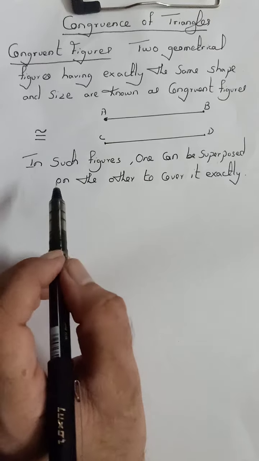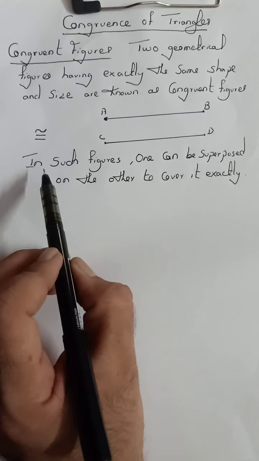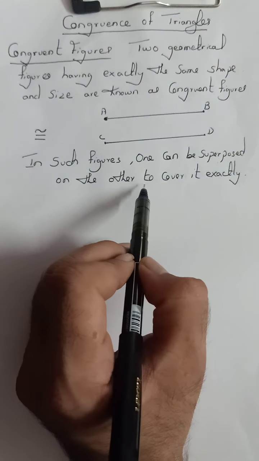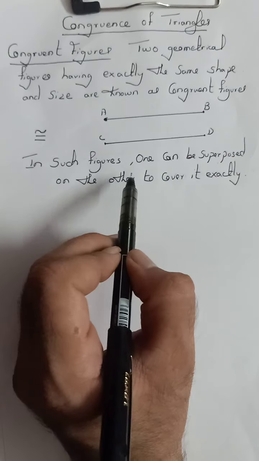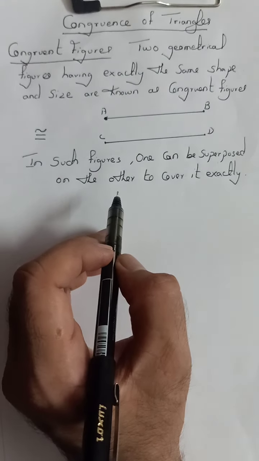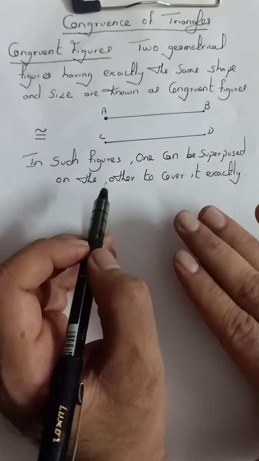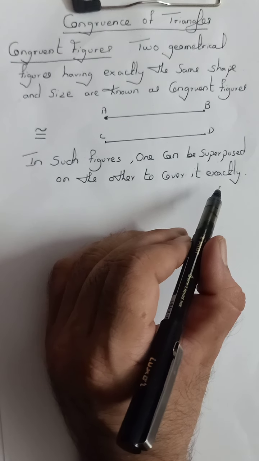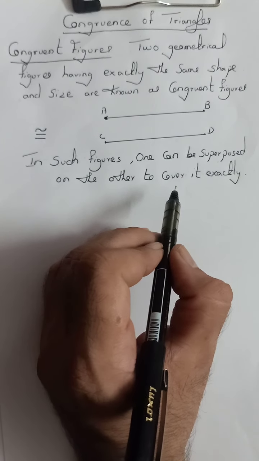Now in these figures, if one is superposed on the other, it covers it exactly. That means if we take two geometrical figures and place one over the other, then one will exactly cover the other. So it will look like only one figure.